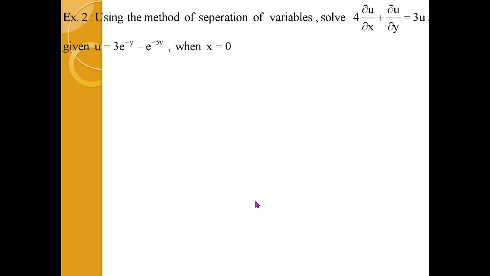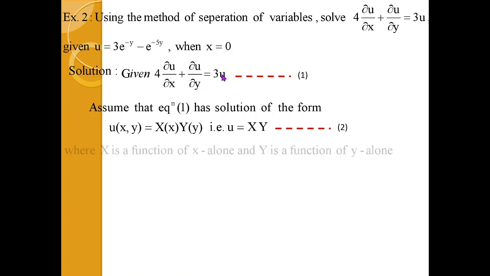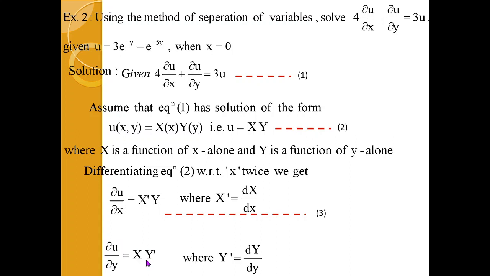Now let us move to another example, a very important example, because here the condition given is somewhat different than the other one. So again we will identify the dependent variable. According to that we will assume the solution as a function of two independent variables. So here we have u as X into Y. Now here we need del u by del x, del u by del y as well as u. So let us differentiate 2 with respect to x and y. We get del u by del x as X dash Y, and del u by del y is X Y dash.